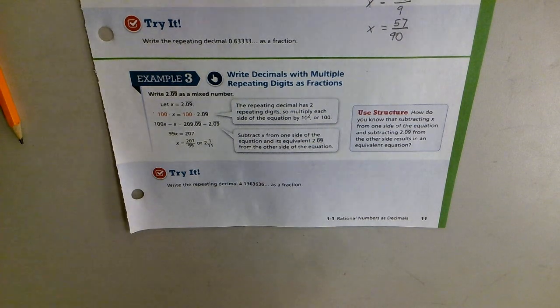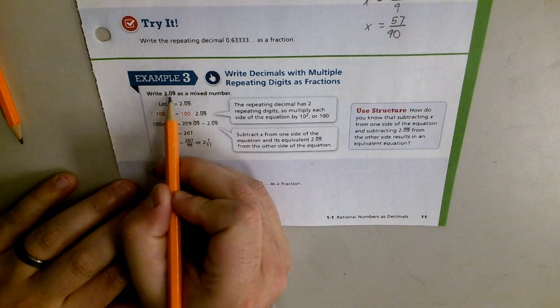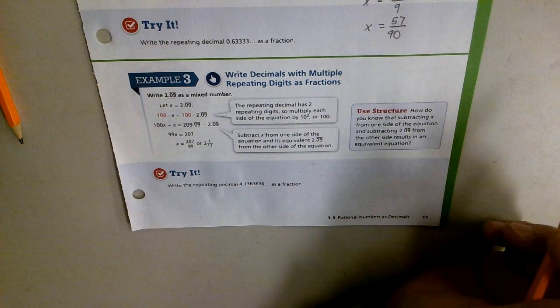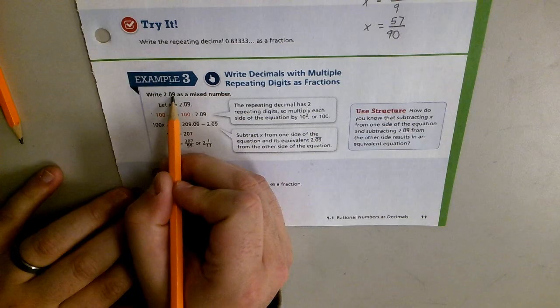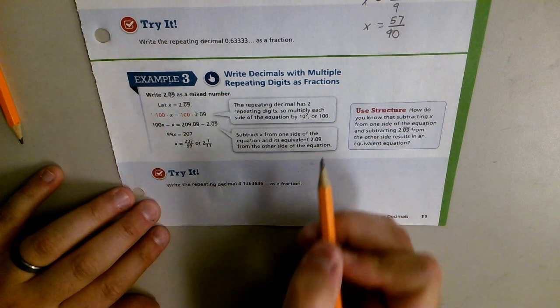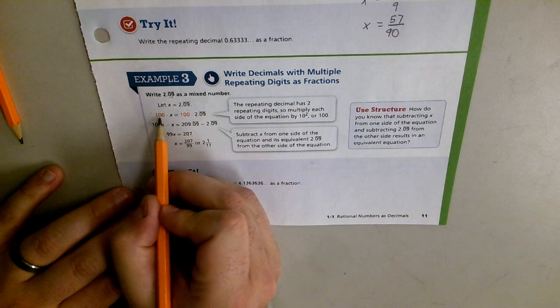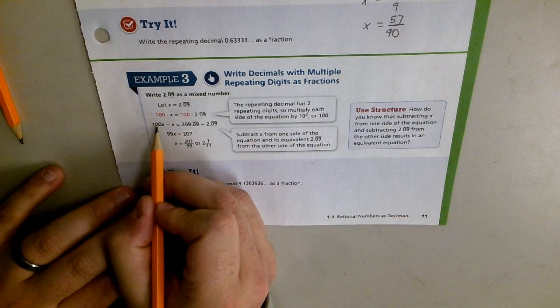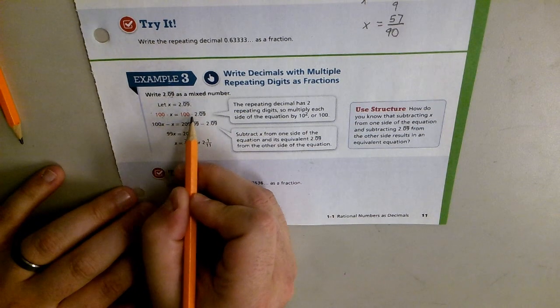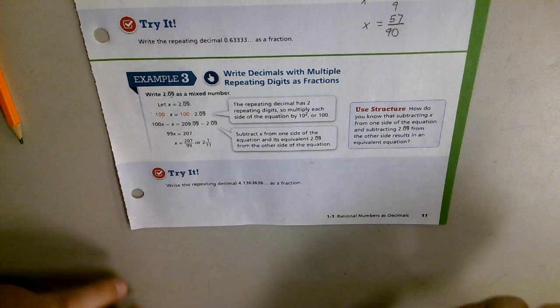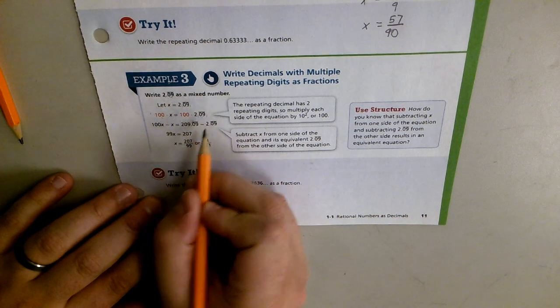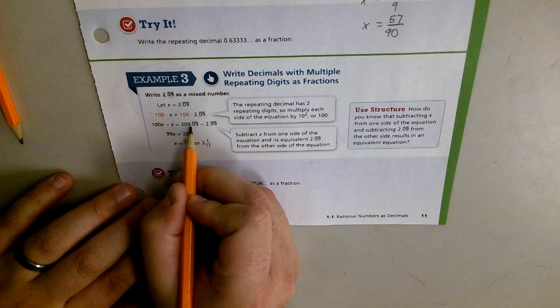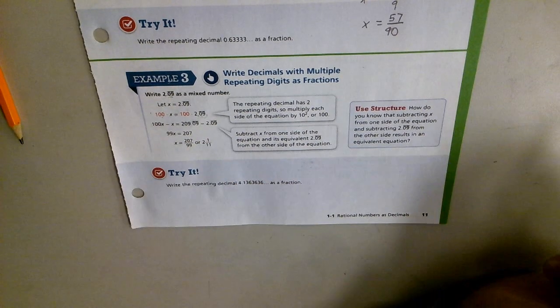So we've got 2.09 repeating. Since there are 2 numbers repeating now, we're going to multiply by the second power of 10, which is actually 100. So we're going to end up with 100x equals 100 times this number. And all that does is move the decimal place twice. So that's why this is 209.09 repeating.